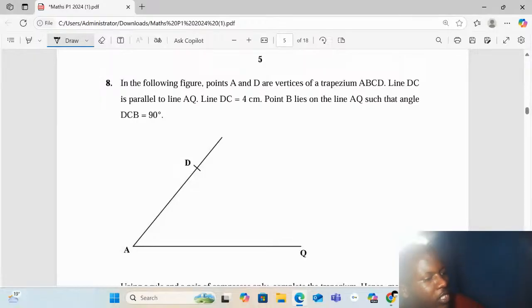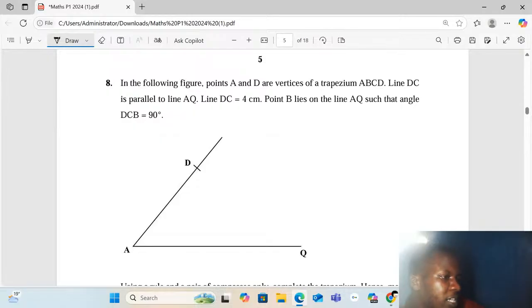And on the next page, we have a construction. In the following figure, points A and D are vertices of a trapezium ABCD.